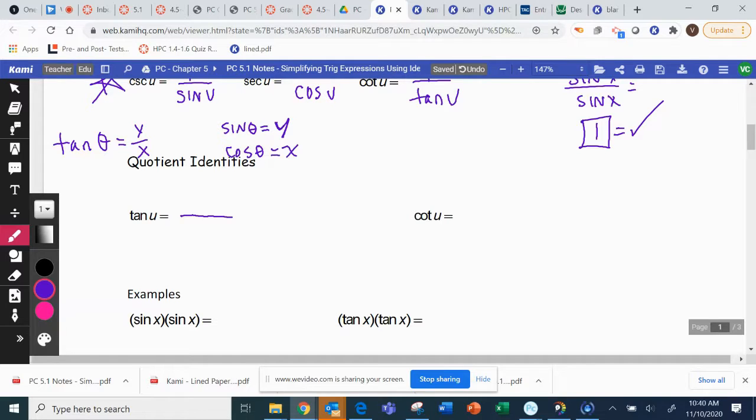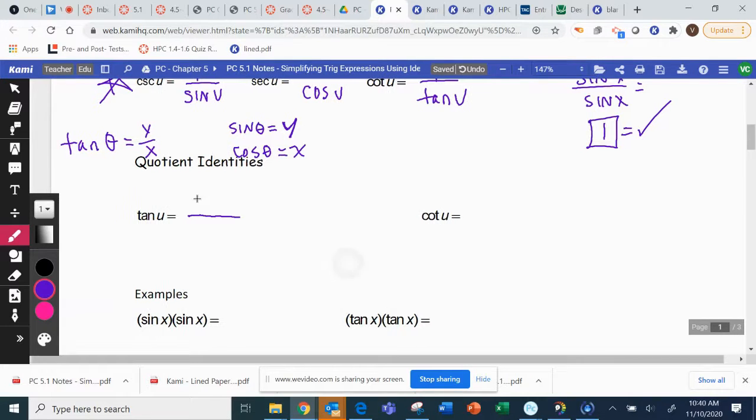So our first quotient identity is that tangent u is the exact same thing as sine u divided by cosine u. And you just saw how I got there. I used the y over x, which sine is y and cosine is x. So I just replaced those. So using the same thought process, cosine is x over y. So the quotient identity for cotangent is going to be cosine u over sine u. This is like the only time I use u's ever is in these notes. I should really change them someday.